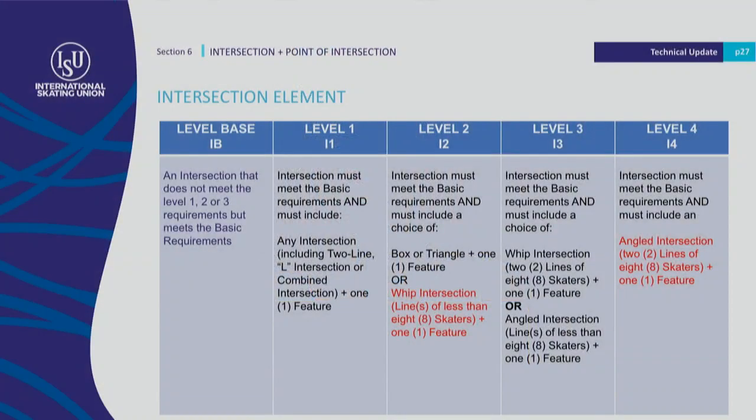Let's move to the intersection and point of intersection. We have added level 4 for the intersection element. To get the highest level, a team must execute angled intersection with 8 skaters in each line, plus 1 feature back-to-back. Whip intersection remains level 3.